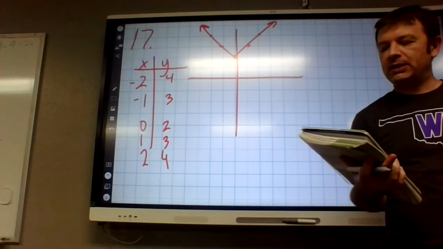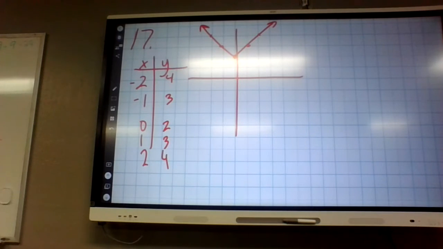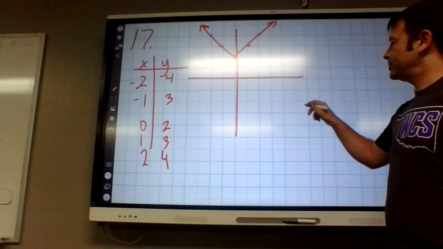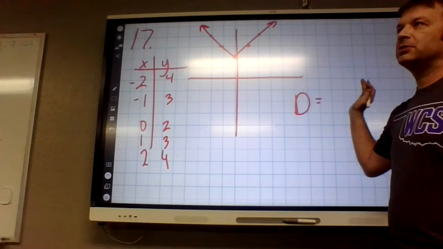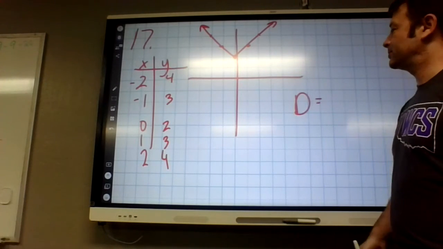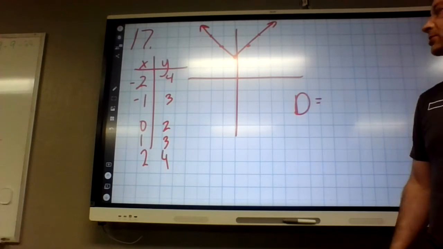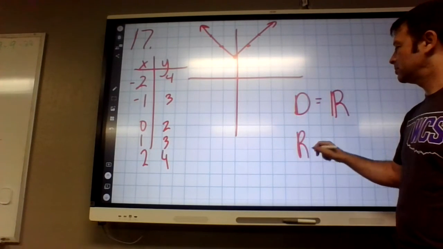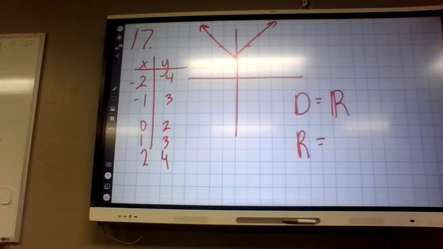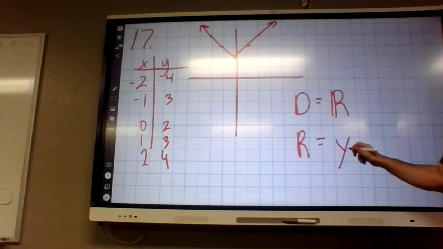Okay, 19 says find the domain and range. What's the domain? X values, right? What's the lower limit? How far left does it go? Infinite. How far right? Infinite. So what's the domain? All real numbers. Range: how far down does it go? Positive 2. How far up does it go? Infinite. Yeah, it goes up forever. So what's the range? Y is greater than or equal to 2.